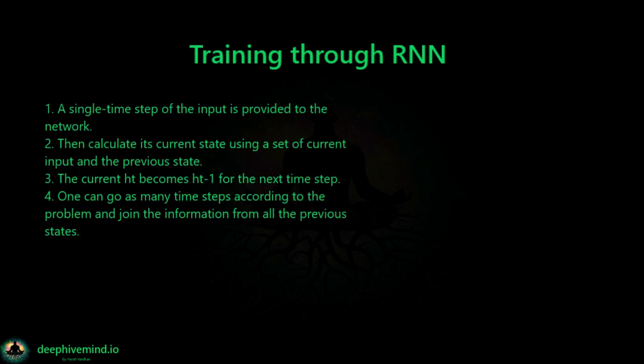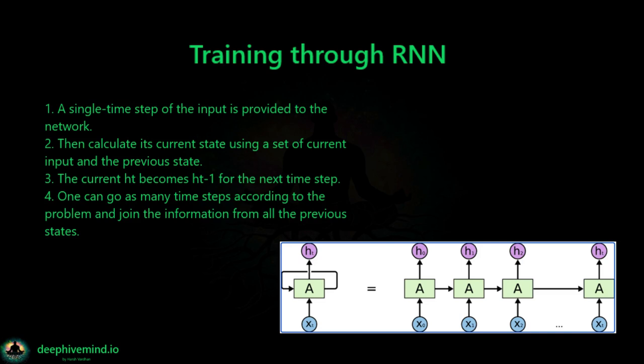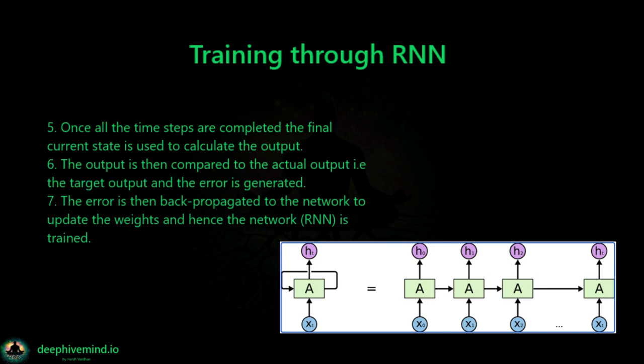Now let us look into training of RNN. A single time step of the input is provided to the network. Then calculate its current state using a set of current input and the previous state. The current ht becomes ht-1 for the next time step. One can go as many time steps as the problem requires and join the information from all the previous states. Once all the time steps are completed, the final current state is used to calculate the output. The output is then compared to the actual output, i.e. the target output, and the error is generated. The error is then backpropagated through the network to update the weights, and hence the RNN is trained.